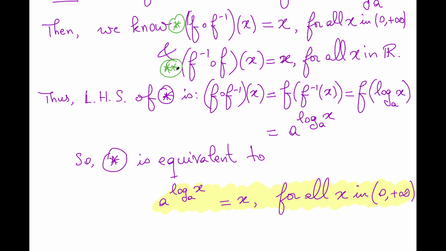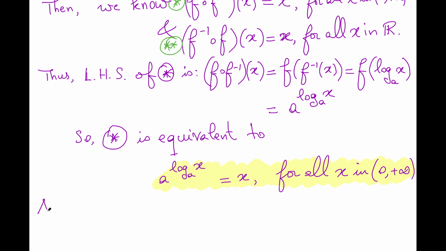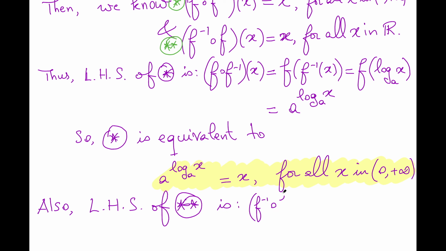For double asterisk, let's do the same thing for the right hand side of the double asterisk. So also, the left hand side of double asterisks is f inverse composed with f this time, right, at x. And now x can be any real number. Well, this is the same as f inverse acting at f of x. This is how you compose two functions, right? All right, so f inverse is going to operate on the output of f when the input is x.